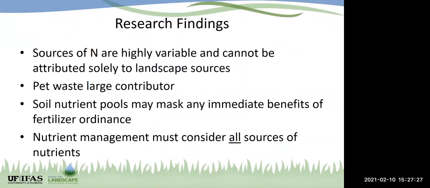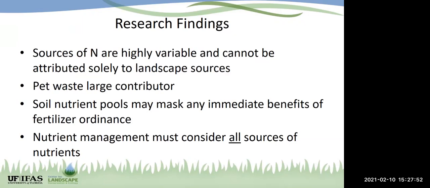So just in summary, the research findings of that quick little study that we just showed you: sources of nitrogen were highly variable in this neighborhood and could not be attributed solely to landscape sources. Remember, atmospheric deposition was a major contributing source. Pet waste was a large contributor. Soil nutrient pools may be masking benefits of the fertilizer ordinance.